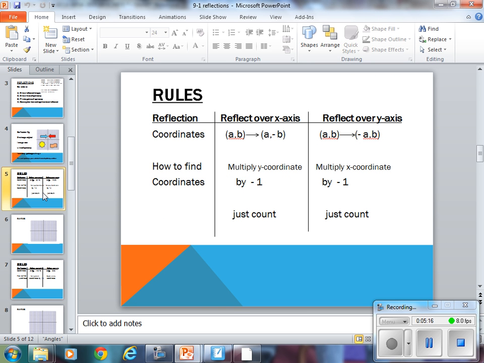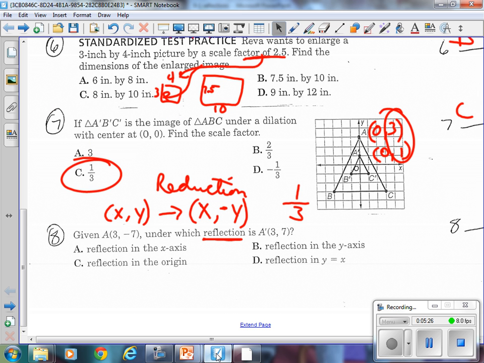Let's look at this one. (a, b) goes to (a, -b). That looks like the one, so it looks like we reflected over the x-axis. So reflect over the x-axis is A.